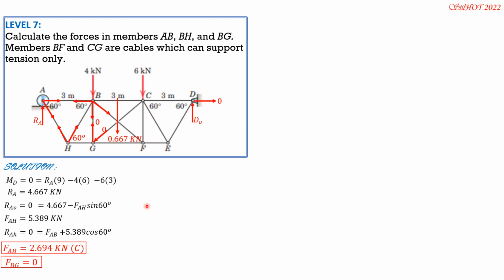So we have FBH left at joint H. Summation of vertical forces at H equals zero. The vertical component of FBH is FBH sine 60. Then this is FEH, and its vertical component is 5.389 times sine 60. Cancel sine 60. Therefore, FBH is negative 5.389, or 5.389 kilonewtons compression. So we answered all three required member forces.